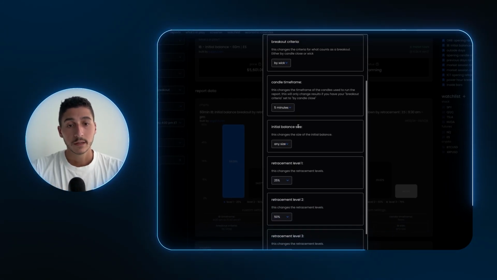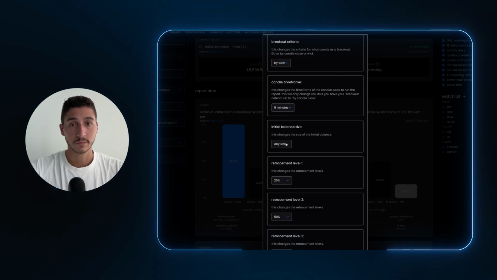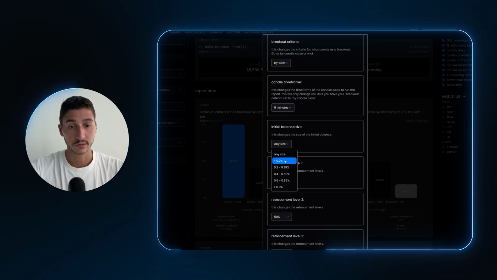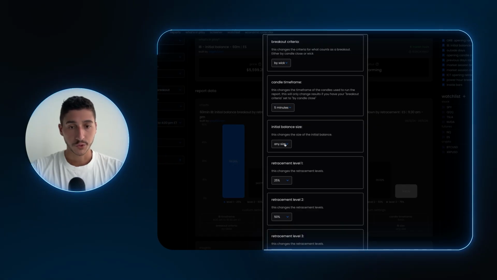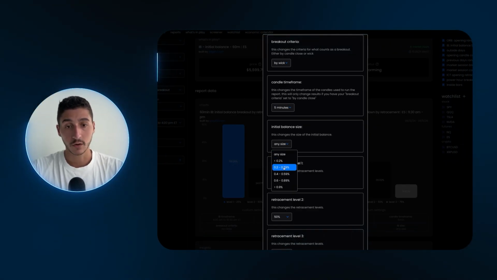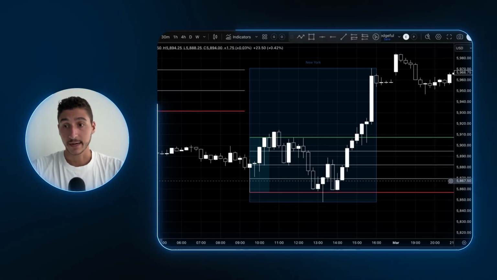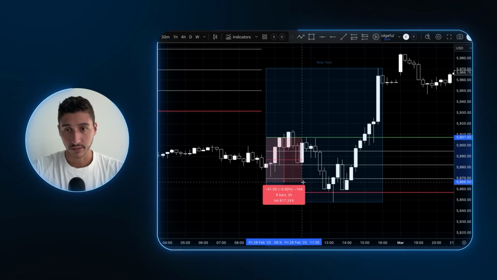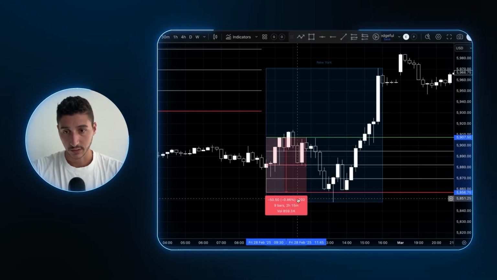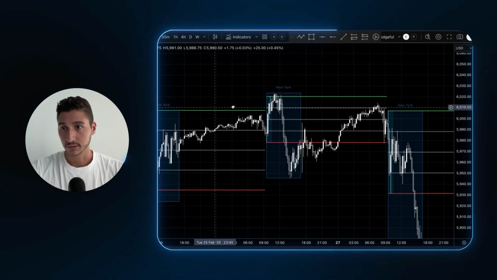But the IB size, this is filtering only for days that have an initial balance of a certain size. So if you know that you only like to trade smaller IBs or larger IBs, this will filter the data only for initial balances between 0.2 and 0.39%. And that is from the IB high to the IB low. So you can see this one here was 0.86. And then here, I'll try to find another example.